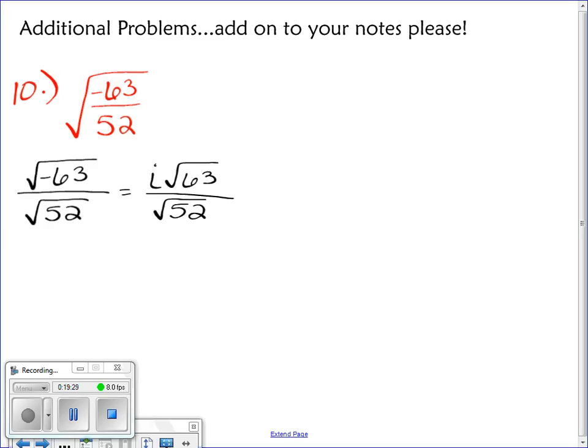Break it down. Good. Let's try to simplify the top. Because is this one that you want to multiply top and bottom by radical 52? No. I wouldn't. It's going to be huge. So let's go ahead and do our factor tree on 63. Good. 9 and 7. 9 is 3 and 3. So we got a pair of 3s. So we'll have 3i radical 7.